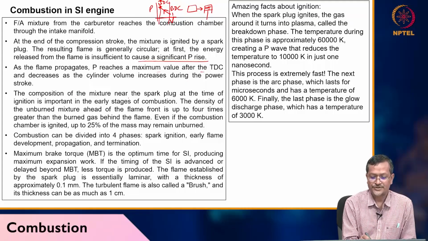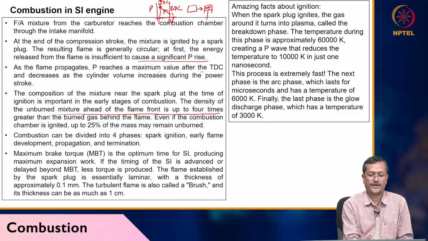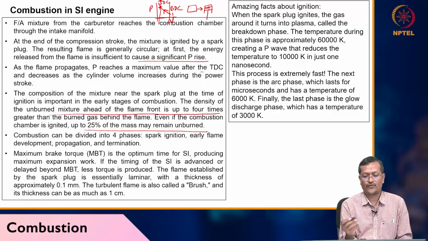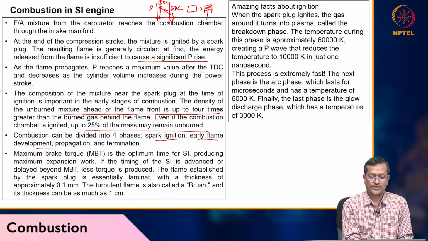The composition of the mixture near the spark plug at the time of ignition is important in the early stage of combustion. The density of unburned mixture ahead of the flame front is up to 4 times greater than the burned gas behind the flame. If the combustion chamber is ignited, up to 25% of the mass may remain unburned. Combustion can be divided into 4 phases: spark ignition, early flame development, propagation, and termination.